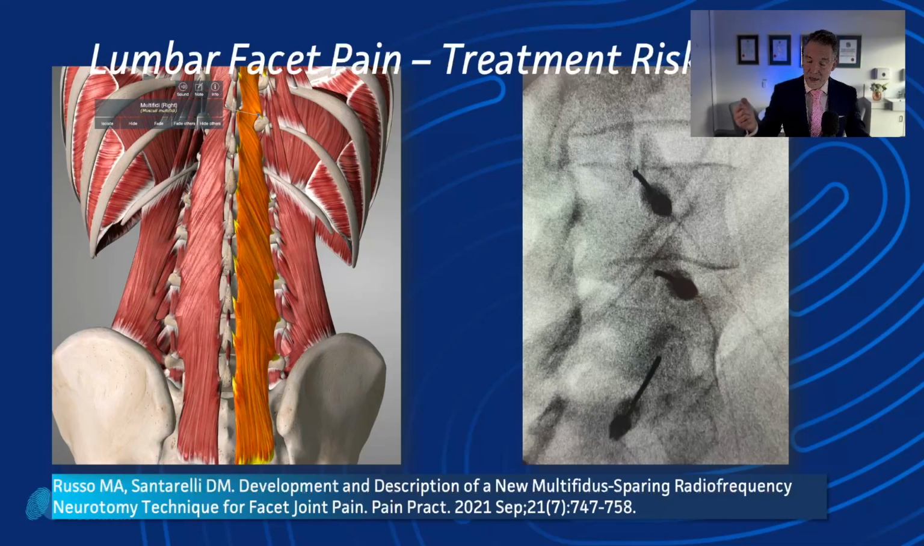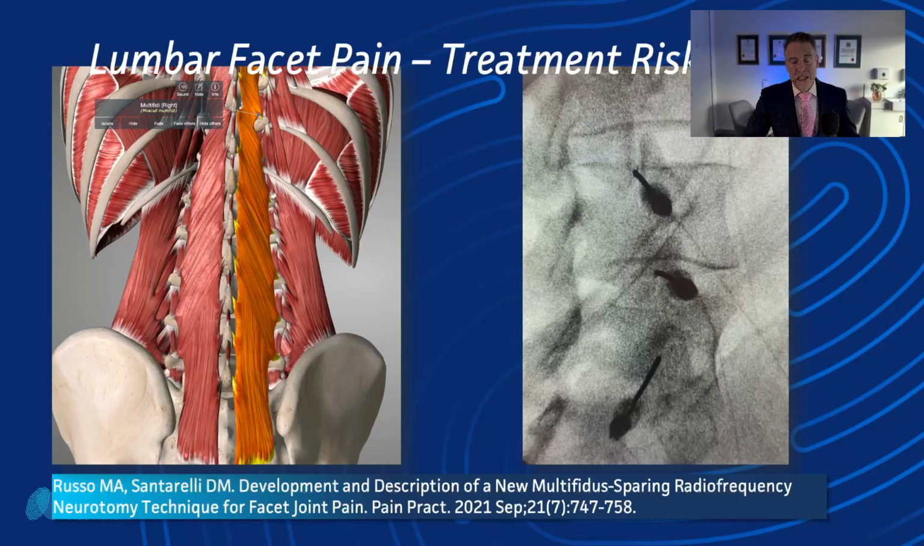So have a look at the diagram on the right-hand side, and you can see the needles are placed not where the medial branch nerves are, but actually on the joint itself. And now we've devised ways of performing a radiofrequency to the facet joints without compromising the multifidus muscle, and that's called a capsulorrhaphy, or a radiofrequency of the capsule of the facet joint. So we're always growing, we're always learning, we're always changing our techniques.